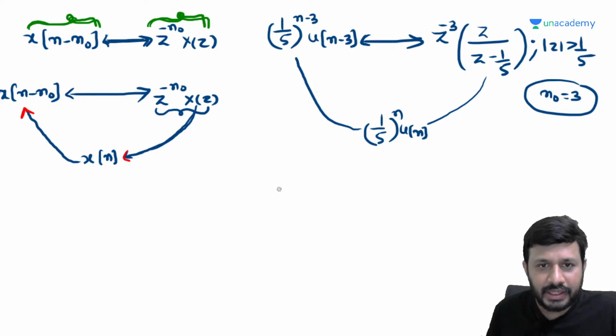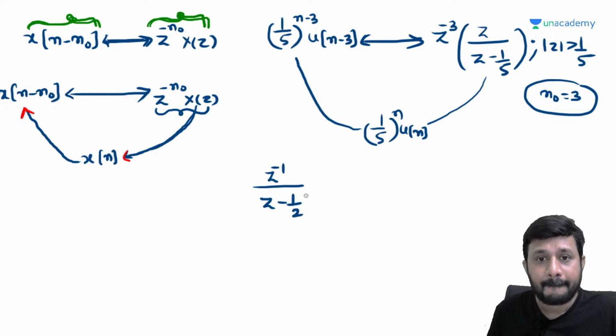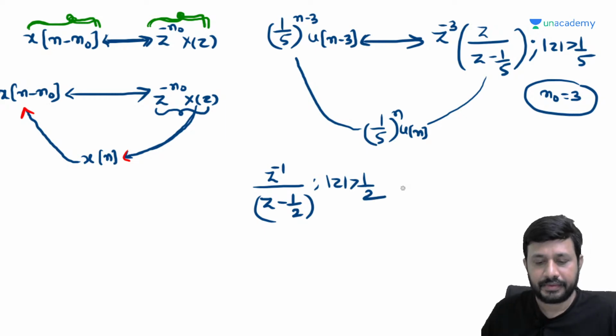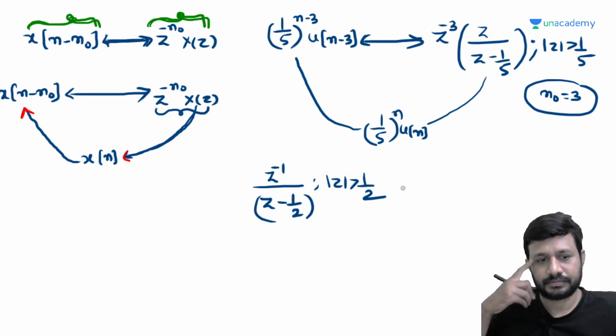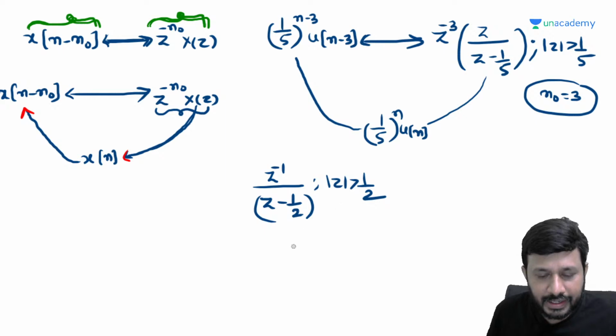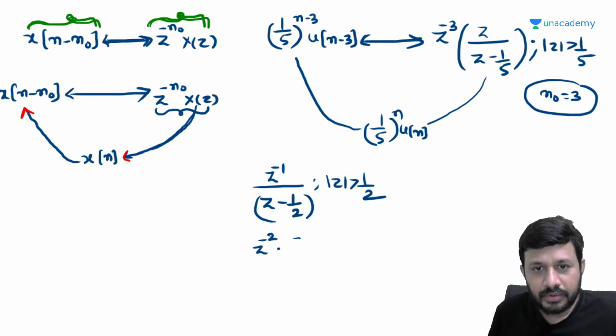Now, can anybody tell me what could be the inverse of this one? I want the inverse Z transform. What could be the inverse Z transform? Come on, look here. I can write this as Z power minus 2 times Z by Z minus 1 by 2. Do you have any objection if I write like this? No. This is in the form of Z power minus n naught into x of Z. In the place of n naught I have 2.